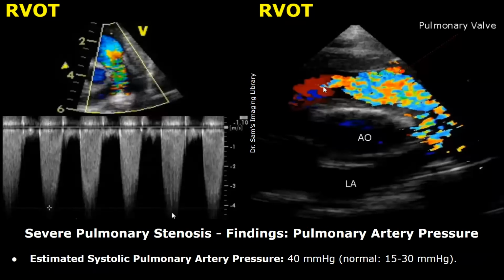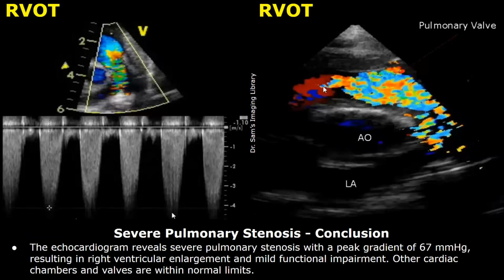The estimated systolic pulmonary artery pressure is 40 mm of mercury. It is increased. This is the conclusion. The echocardiogram reveals severe pulmonary stenosis with a peak gradient of 67 mm of mercury, resulting in right ventricular enlargement and mild functional impairment. Other cardiac chambers and valves are within normal limits.